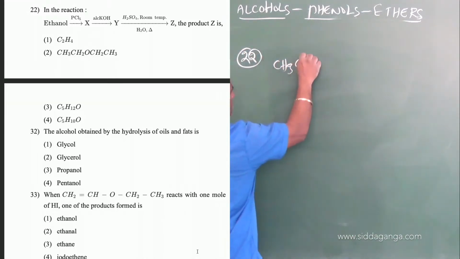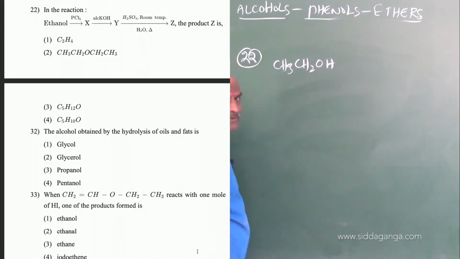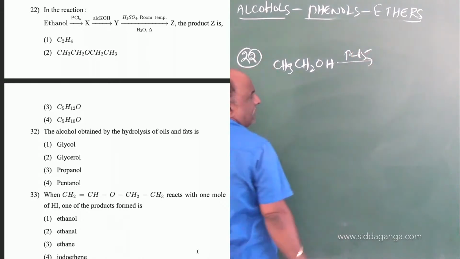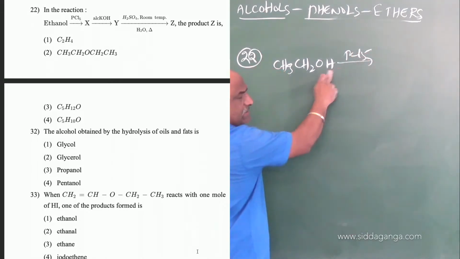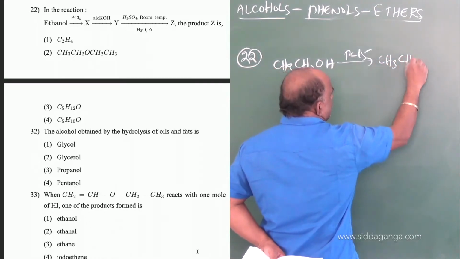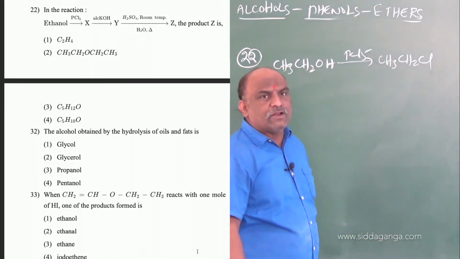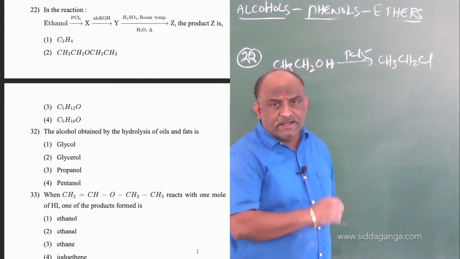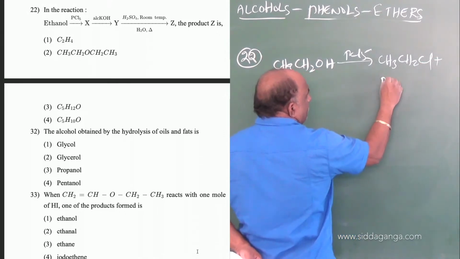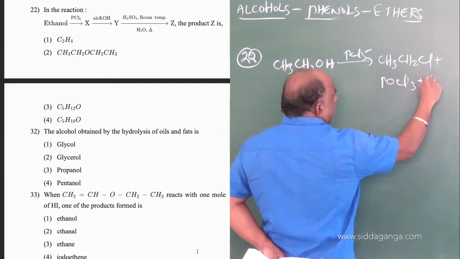CH3-CH2-OH, ethanol. With PCl5, you can just replace OH by Cl. Then the answer is CH3-CH2-Cl, ethyl chloride. Ethyl chloride is the right answer. And in addition, what do we get in this reaction? We get POCl3 and HCl.